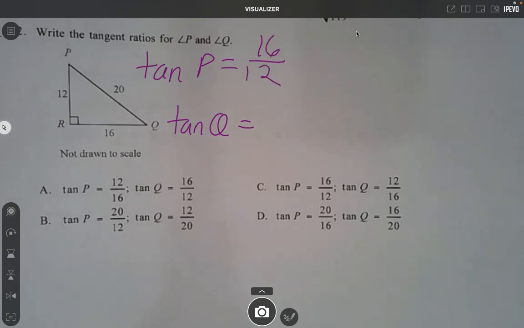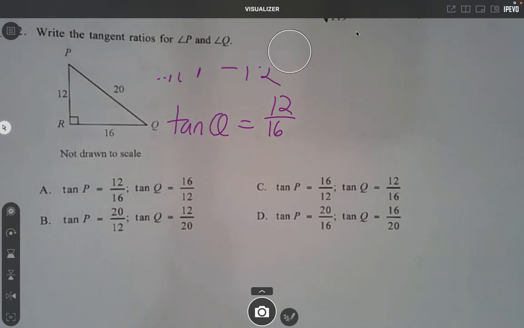Now try this one, Gracie. From Q, the tangent of Q. Opposite over adjacent, 12 over 16. There you go. That's the tangent of Q. So then you would pick your answer. Is it C? Yeah, it's C. Okay, that's number 12. Can I erase that?